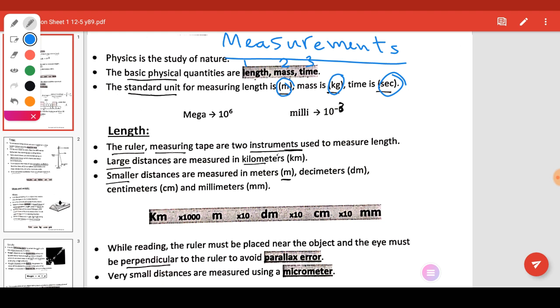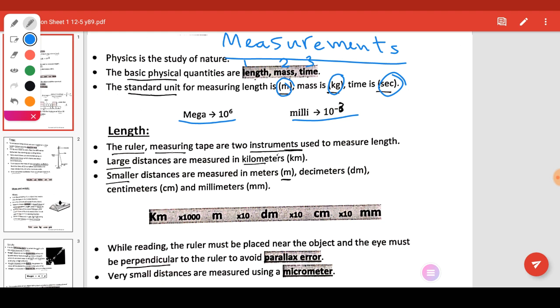When the time is 2 milliseconds, we must obtain the unit in second by multiplying it times 10 power negative 3 to convert it from millisecond to second. If any unit is with mega, like megasecond or megakilogram, we multiply by 10 power 6 to convert it from megakilogram to kilogram.